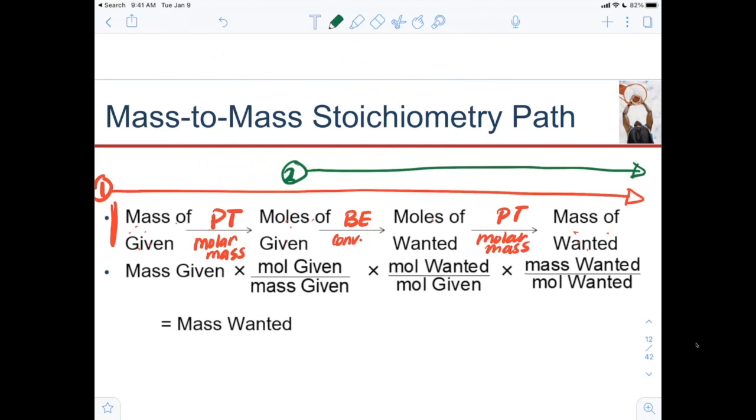Well, you know what you need to do, right? If your goal is to go from moles of given to mass of wanted, you're trying to go from this to this, you use balanced equation. Don't use PT again. PT won't help you go from moles of given to moles of wanted. Only balanced equation is your secret key, your secret weapon to move from moles of given to moles of wanted. You catch what I'm saying, right? And then finally, from moles of wanted to mass of wanted, you use PT.